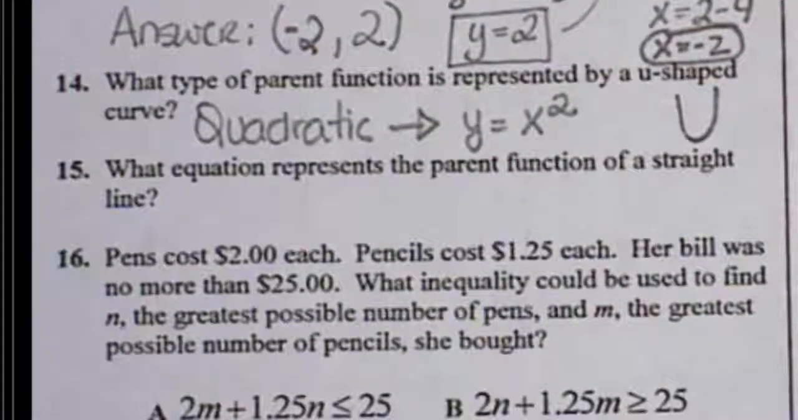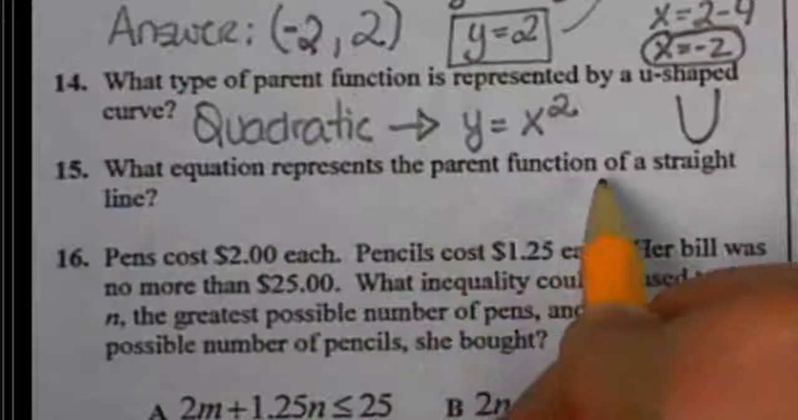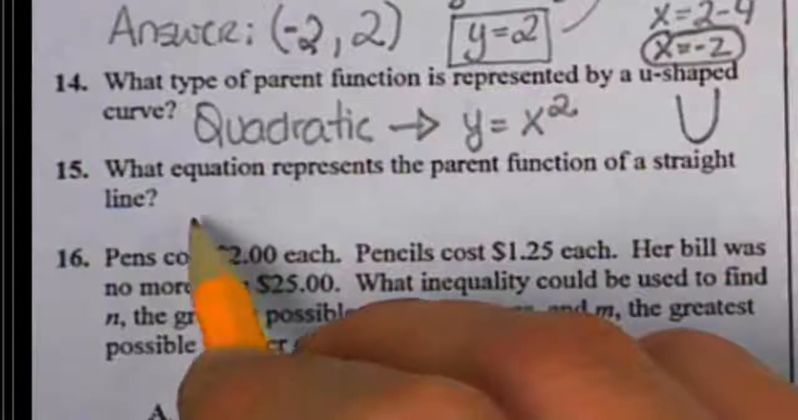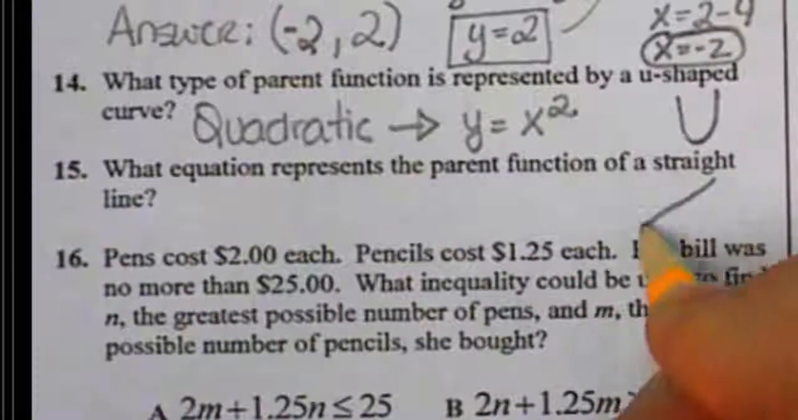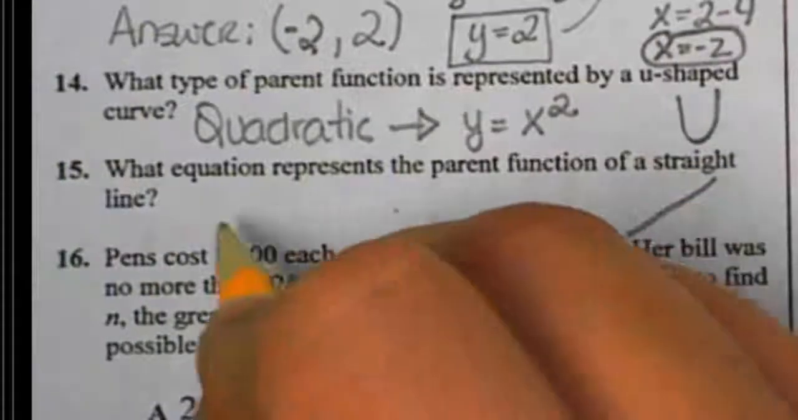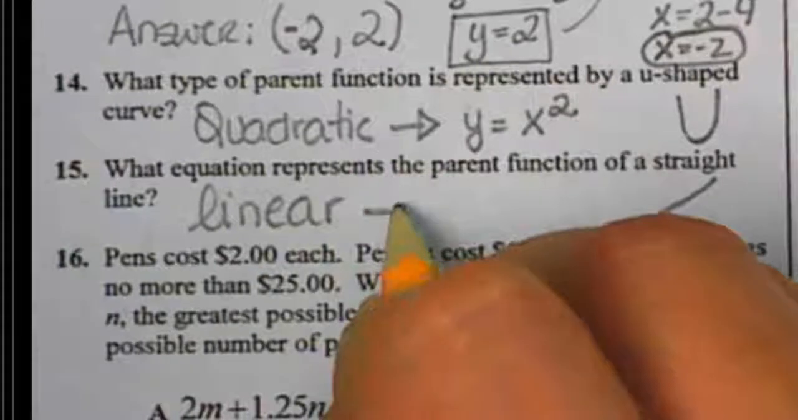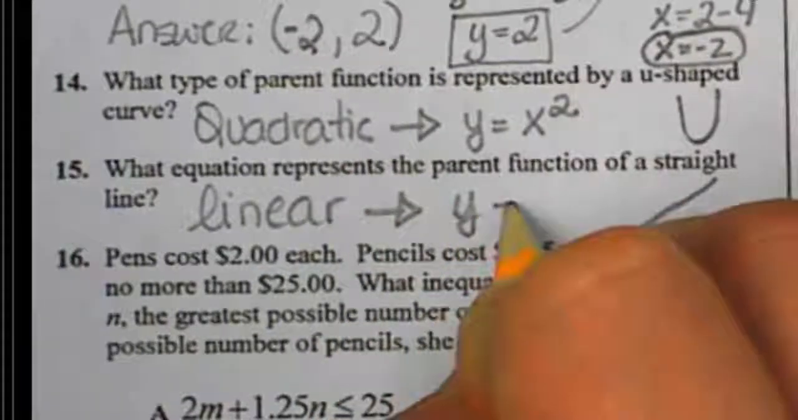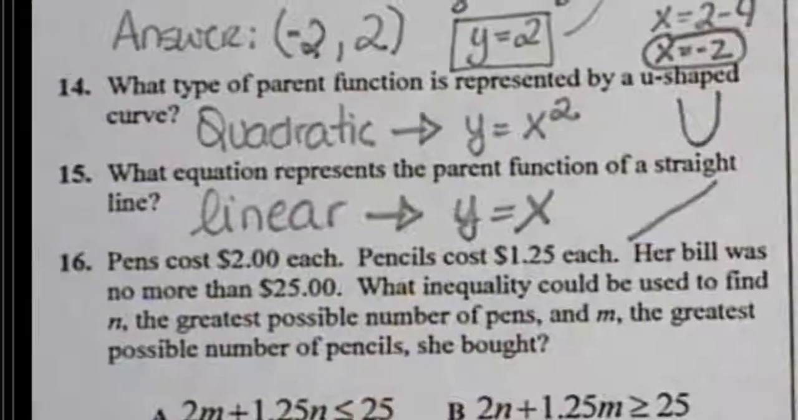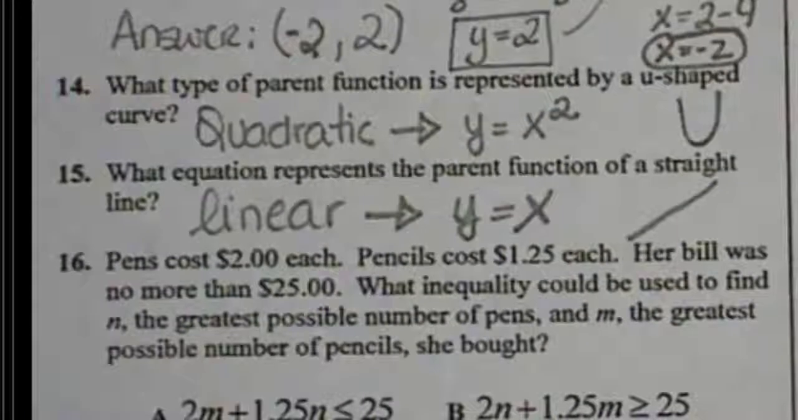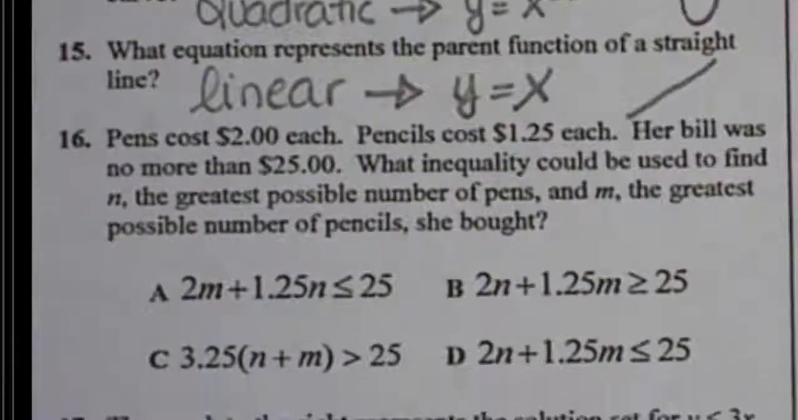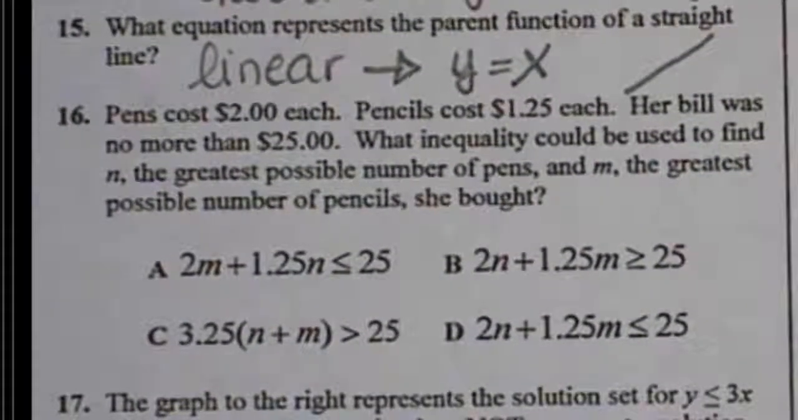Okay. What equation represents the parent function of a straight line? Straight lines look like this. And so that means this would be a linear function. And the parent function would be y equals x. Very well. Let's continue on to the next problem.